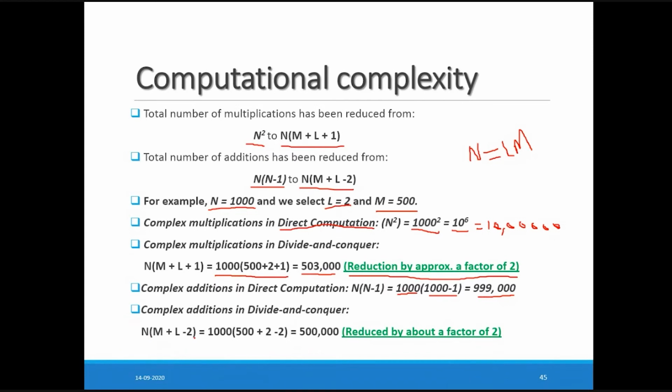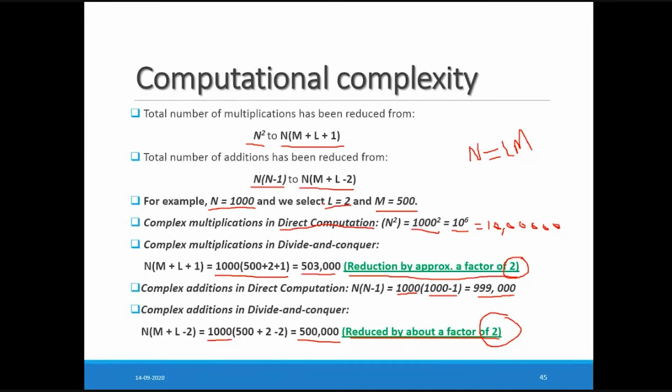Now if you go for the divide and conquer approach, the total number of additions is n into m plus l minus 2. If you apply the values, 1000 in bracket 500 plus 2 minus 2, exactly 5 lakh additions you require. Here approximately 10 lakh, here 5 lakh. So again a reduction by about a factor of 2. So when we go for the divide and conquer approach, instead of direct computation, the complexity is reduced. For this particular example, a reduction by factor 2 is achieved.